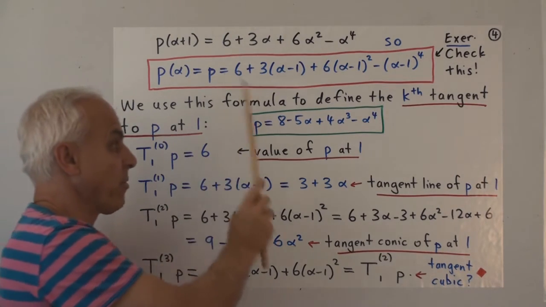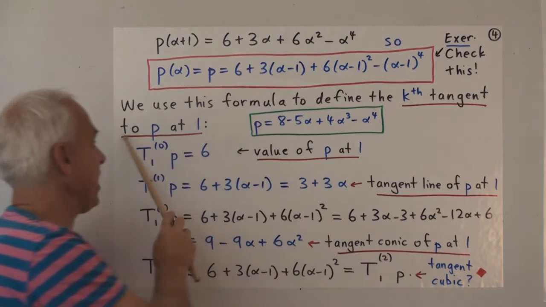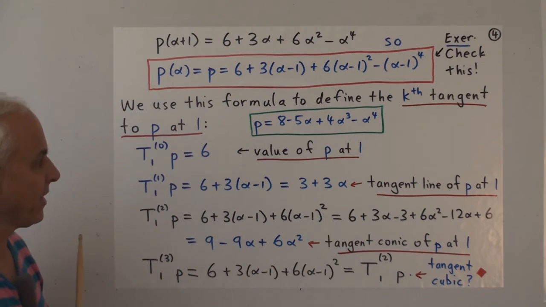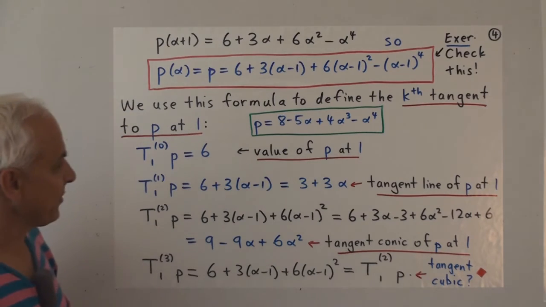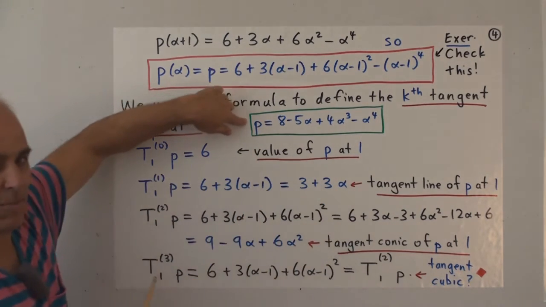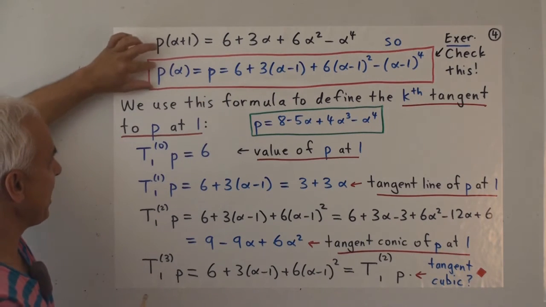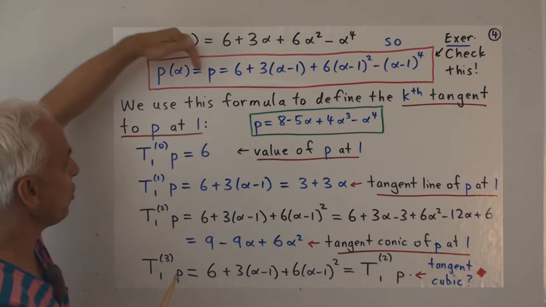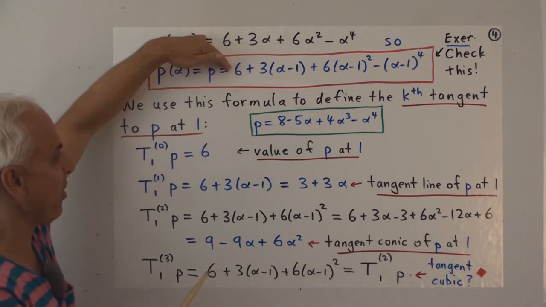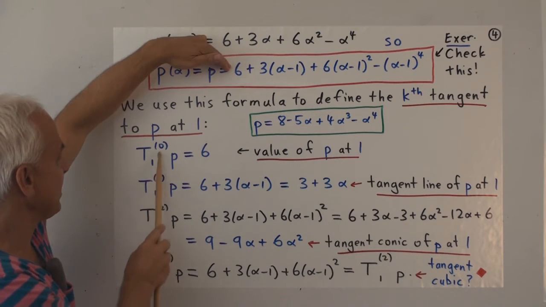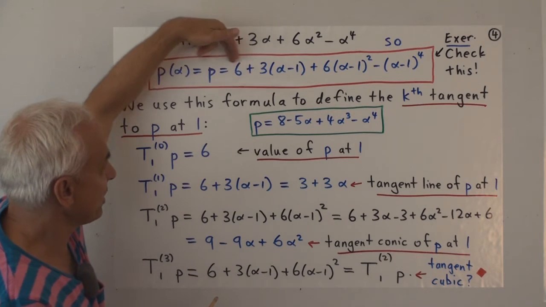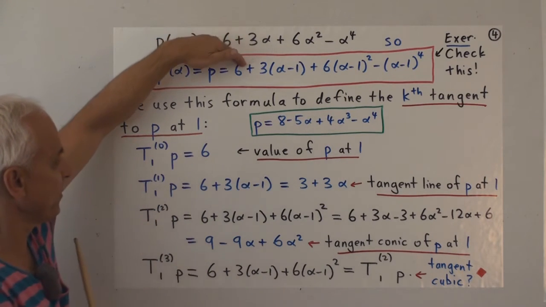So we're going to use this formula to define the kth tangent to P at 1. So how are we going to do that? And I've just reminded you what the original Pauli number P was there, all right? So we're going to take this expression here and we're going to view it in the same way as what we did when we were truncating the original Pauli number. The 0th tangent is what we get when we just take the degree 0 term here, which is 6.